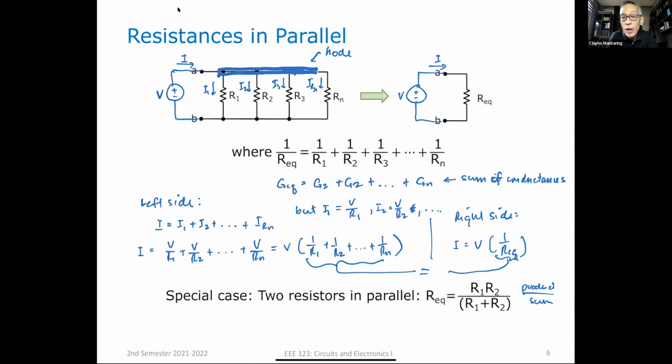Okay. What if I have two equal resistors in parallel? What is the equivalent resistance? Anyone? What will happen if R1 and R2 are equal? What is the equivalent resistance? Can I hear a shout out of the answer?